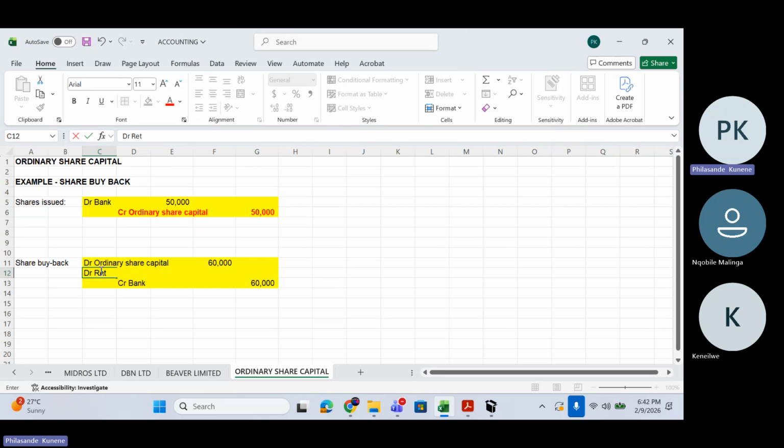Debit retained income. Debit retained income. And then we're going to have 10,000 here, and here I'm going to have 50,000. This can never go beyond the 50,000 that we issued at. It can never go above that. So let's look at the recommended treatment.